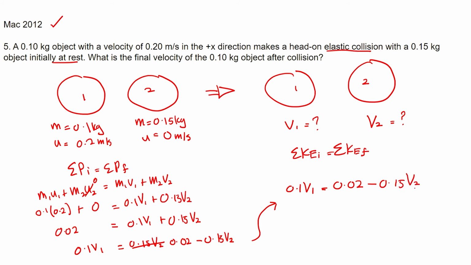Okay, to get the best value, we divide all terms by 0.1. So then we can get V1 equals 0.2 minus 1.5 V2, and this equation is called equation number 1. Get it, students?